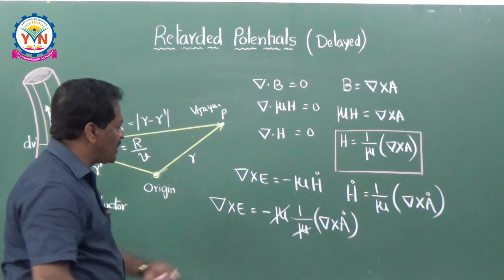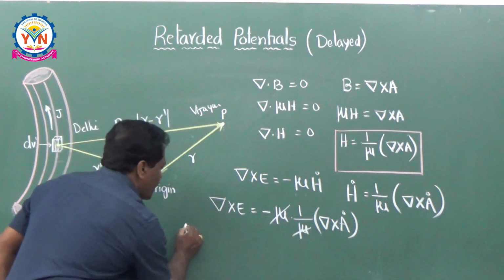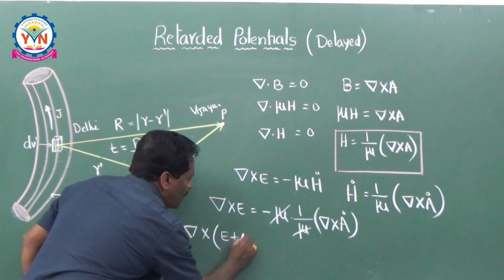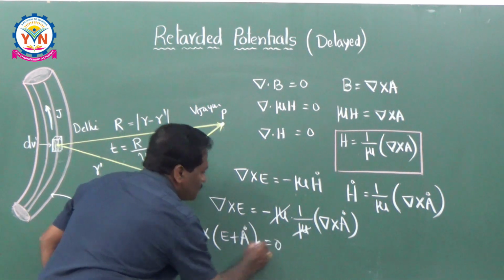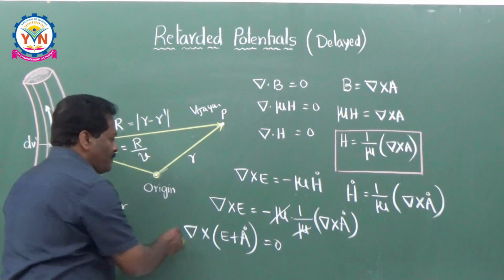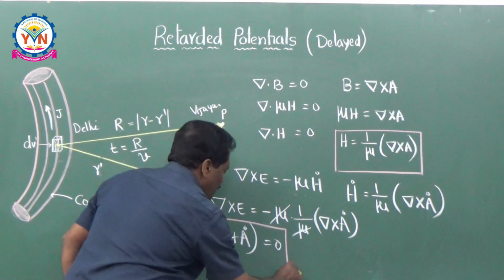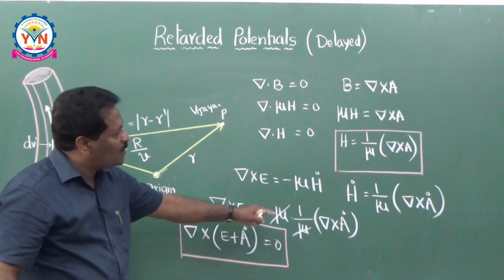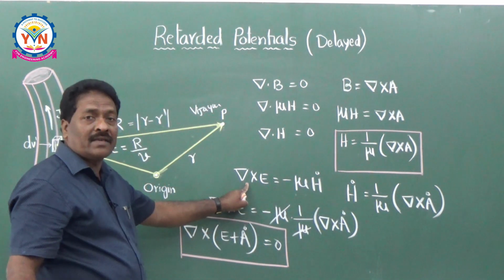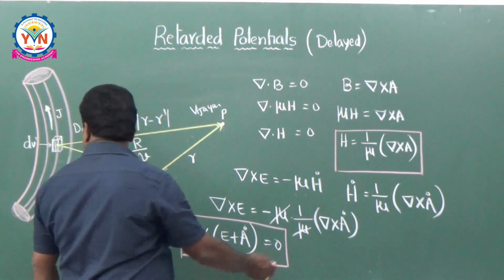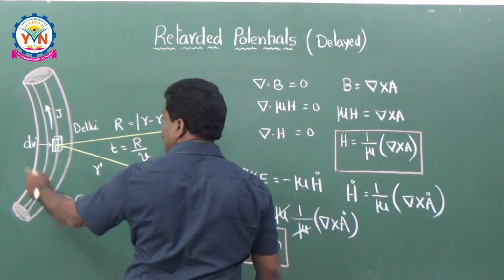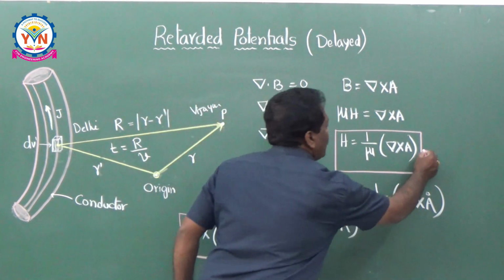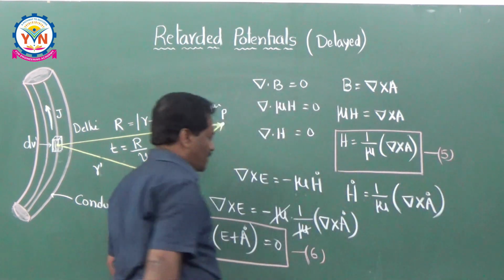Therefore, if you take it to the left side, I can say del cross of E plus A dot is equal to 0. This is the most important equation, remember this. Del cross of E plus A dot is equal to 0. This is the equation obtained just by substituting this equation into Maxwell's equation. So let this be the fifth equation. Already we have four equations, so this is the fifth and the sixth equation.